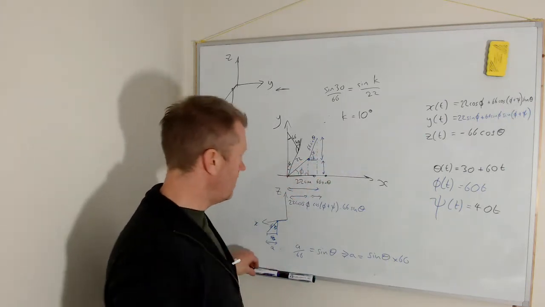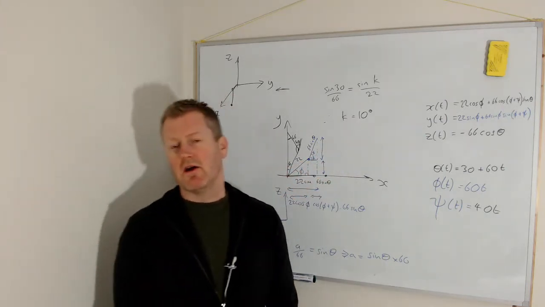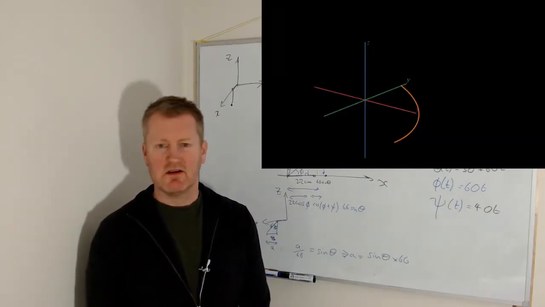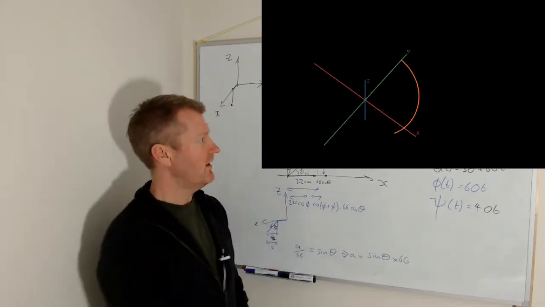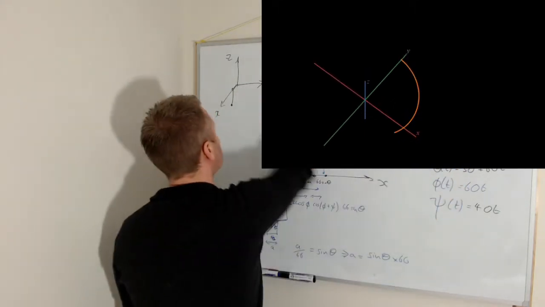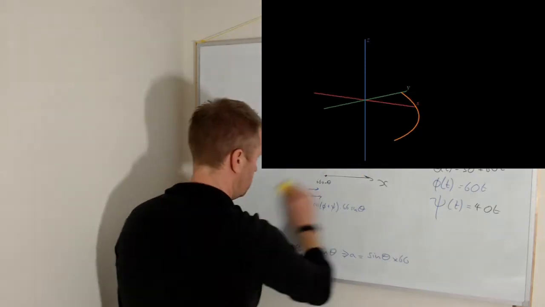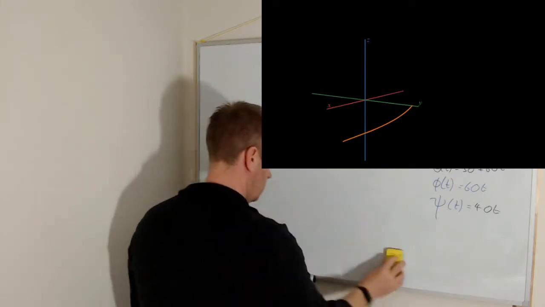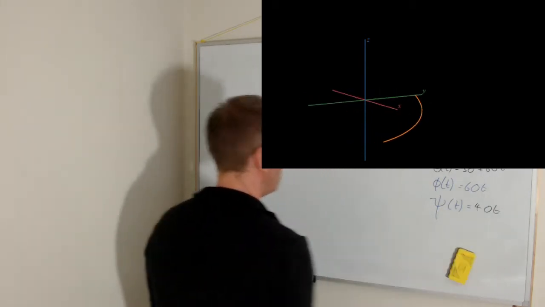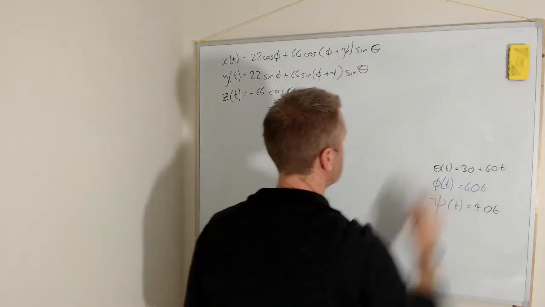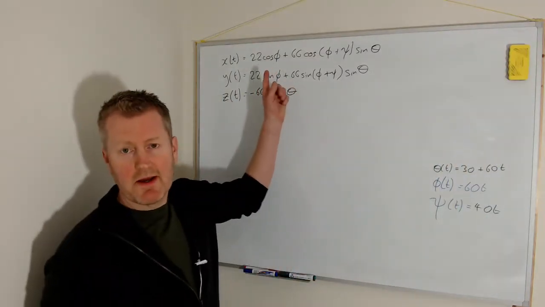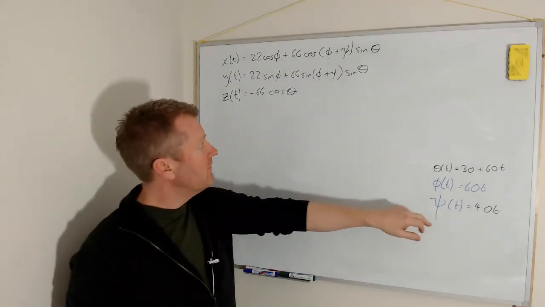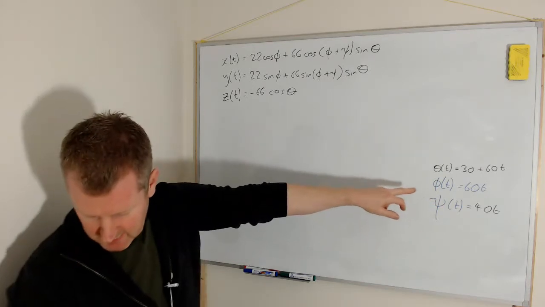Let's have a look what they look like. I've plugged them into an online 3D parametric plotter. There it is there, so looks about right, so we're on the right track. Right, I've written them out again. I made a mistake there. It was sine theta, I'm sure you caught it when I did it, not sine phi that I'd written down.